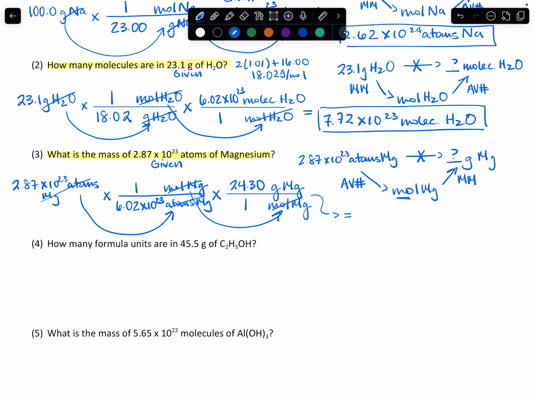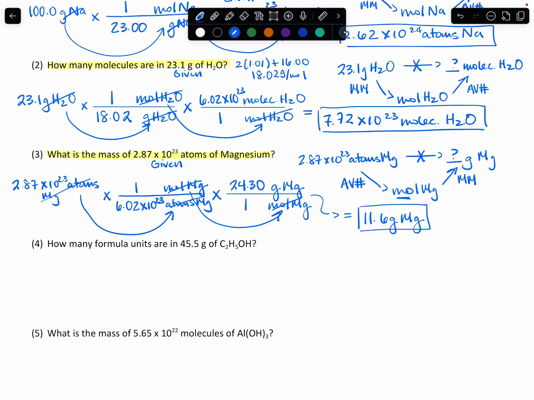Now I'm going to plug in 2.87 times 10 to the 23rd, and then multiply that by 24.3. I always multiply across the top and then divide by each thing on the bottom. Now I'm going to divide that answer by 6.02 times 10 to the 23rd, and I find that I have 11.6 grams of magnesium.